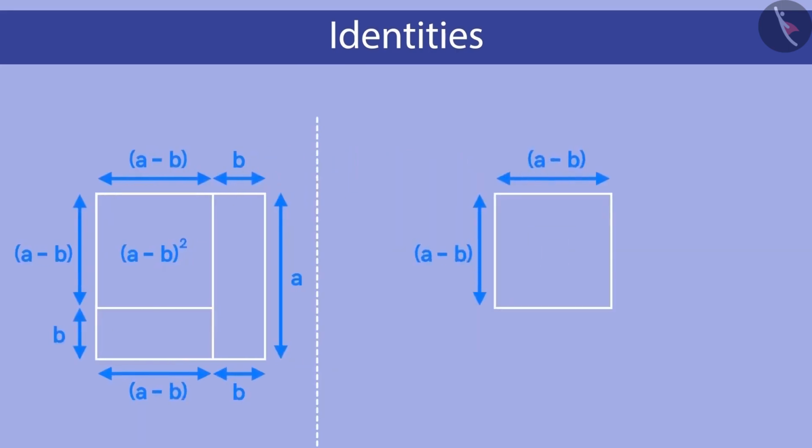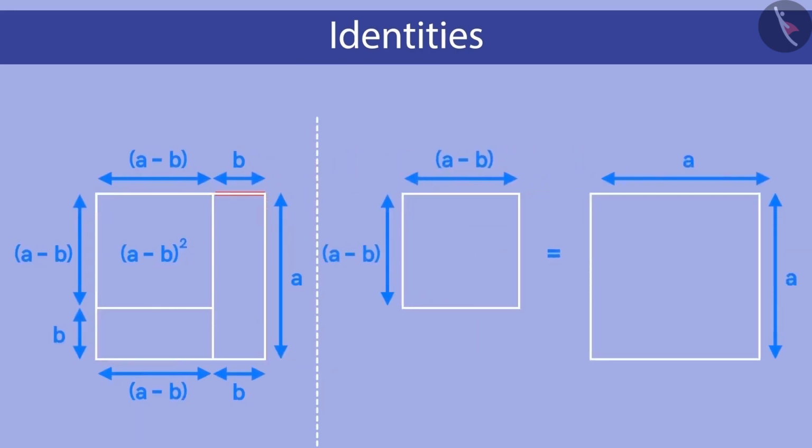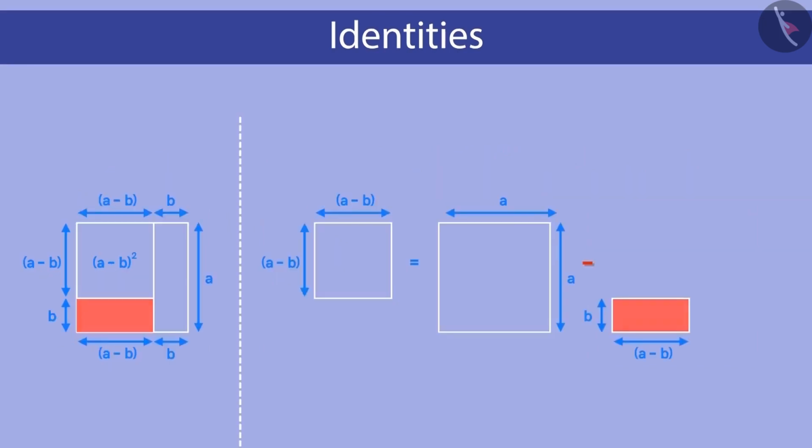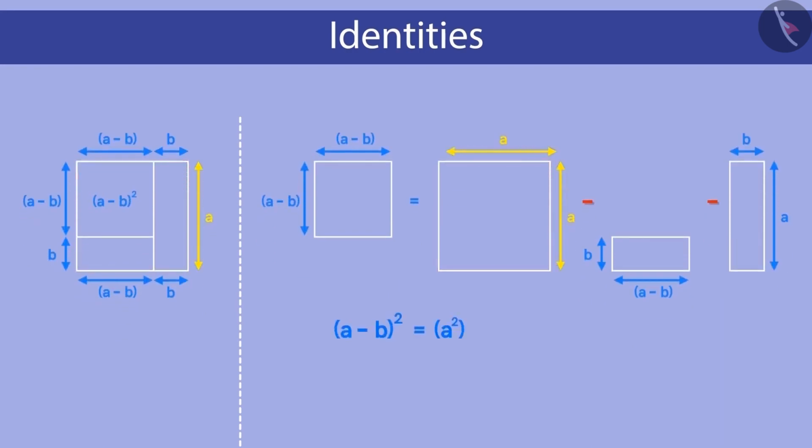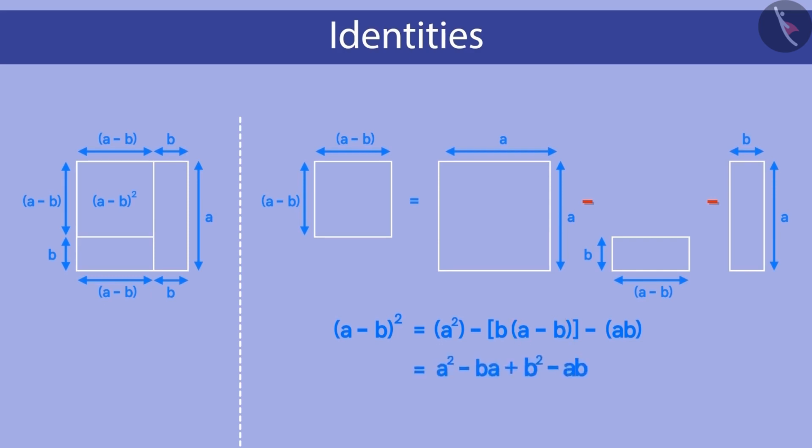But now, observe the area of the smaller square. It will be equal to the area of this square minus the area of this rectangle minus the area of this rectangle. We know that the area of this larger square is a². Now, the area of this rectangle will be equal to b multiplied by (a − b), and the area of this rectangle will be equal to a multiplied by b. Now, let's first remove this bracket. Then the right-hand side becomes a² − ba + b² − ab.